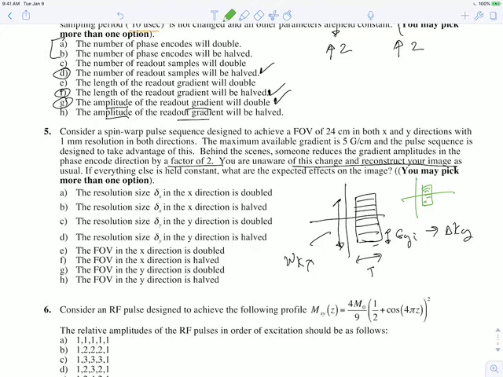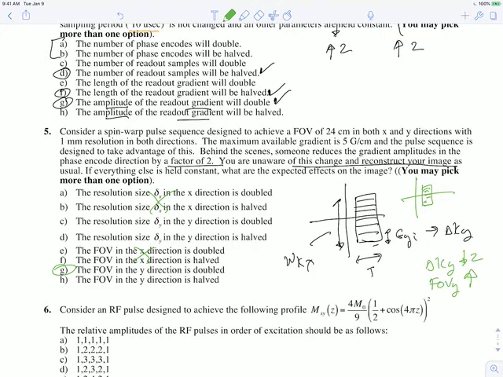So if those amplitudes all decrease by a factor of 2, what's happening to my delta k's? I'm not moving out as far, right? I thought I was moving this much, but I'm only moving half as much. Nothing else has changed. So therefore, my delta ky is going to go down by a factor of 2. What does that do to my FOV in the y direction? Makes it go up, right? So we know the FOV in the y direction should double. We don't have to worry about the x direction because we didn't mess with that at all. So now we're just left with the resolution.